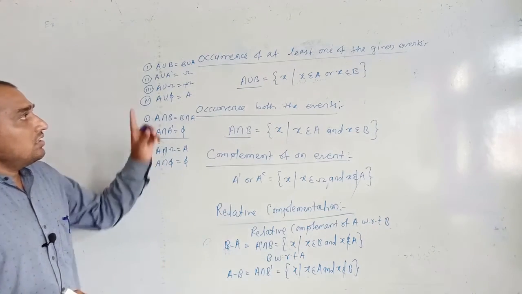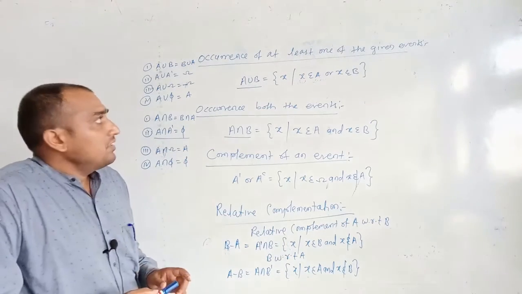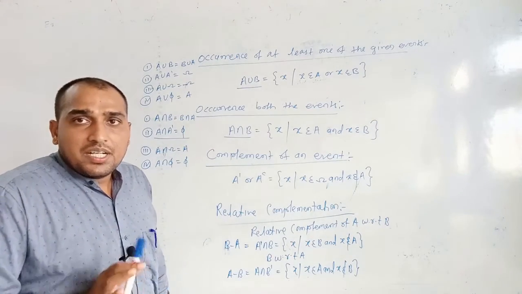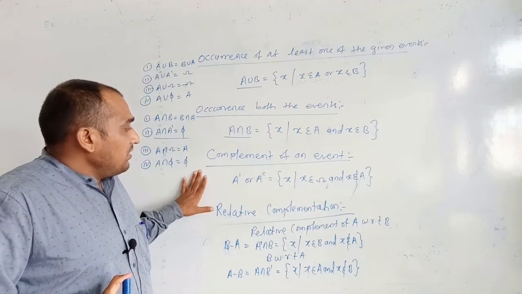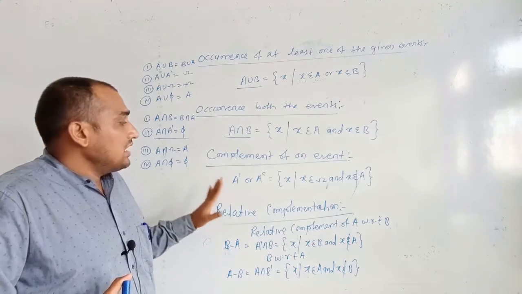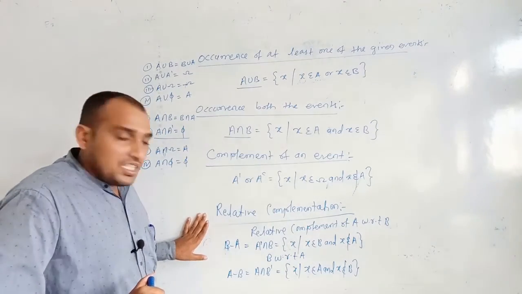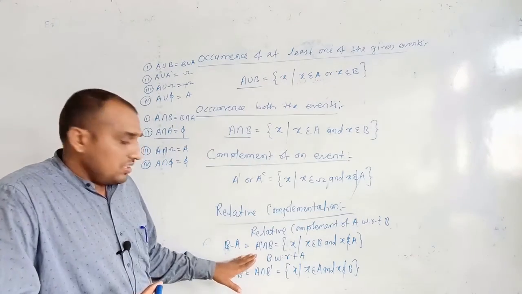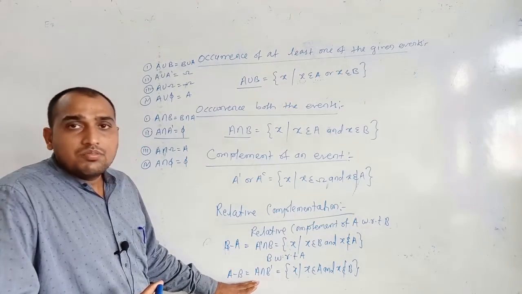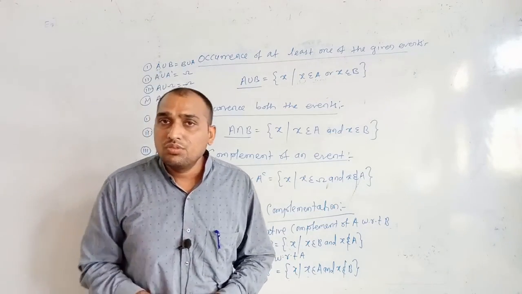Then in these operations we see the occurrence of at least one of the given events is denoted by A union B. Occurrence of both the events is the part A intersection B. Complement of an event A contains all elements from the sample space which are not in A. Relative complement of A with respect to B is A complement intersection B, and relative complement of B with respect to A is A intersection B complement. So in this way we see some operations related to events.